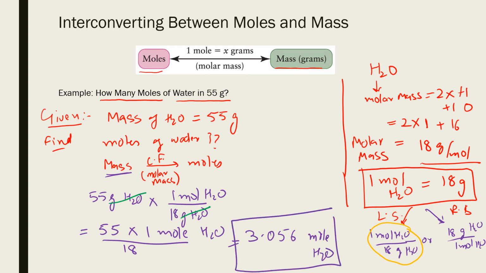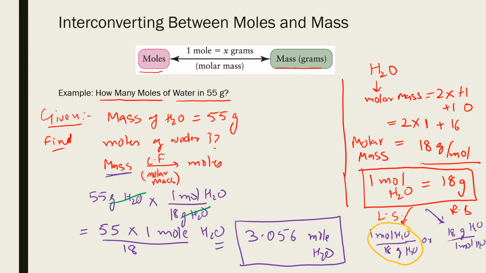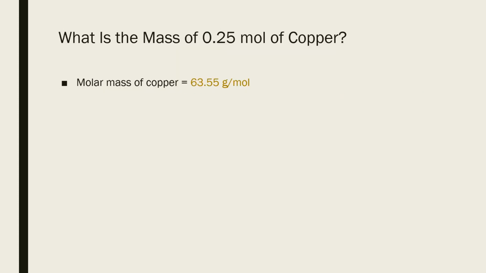So that's how we can convert grams to moles, or mass can be converted to moles, or vice versa also. Let's try another similar problem. In this case we are given moles of copper and we want to find the mass. So given is moles of copper. How many moles are given?